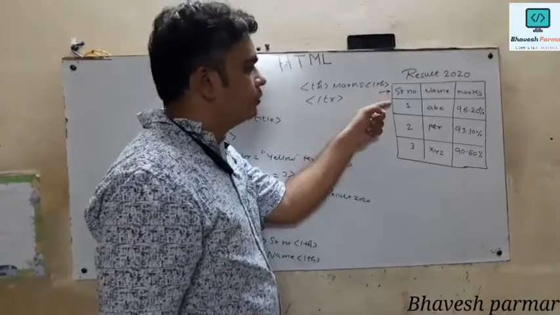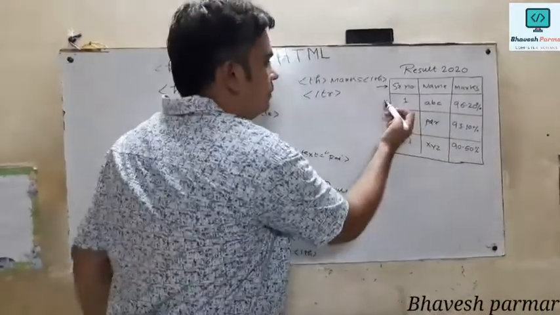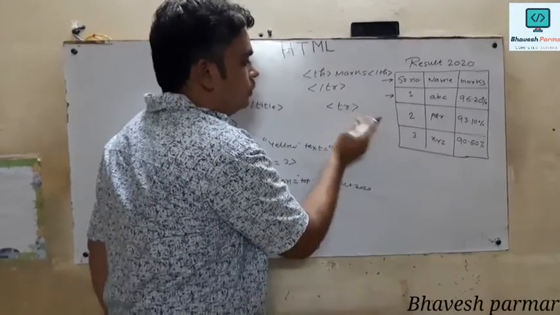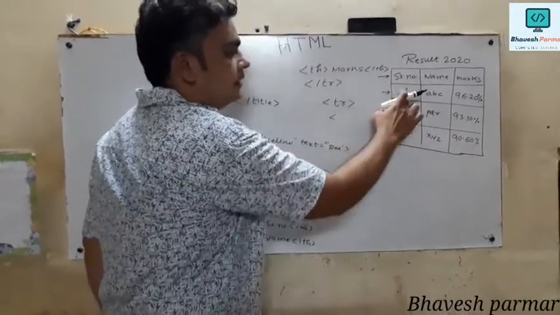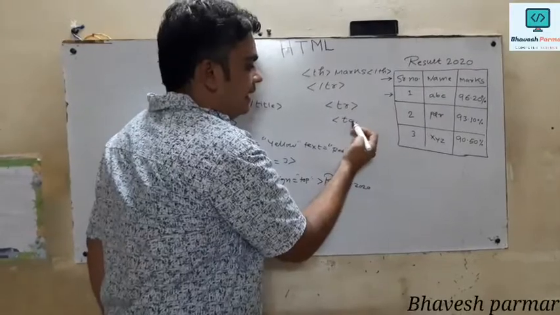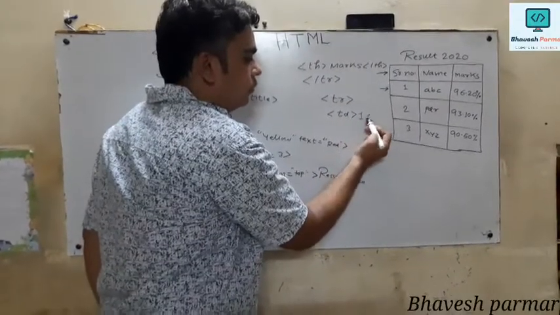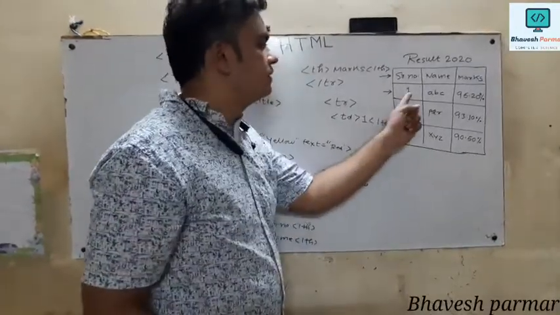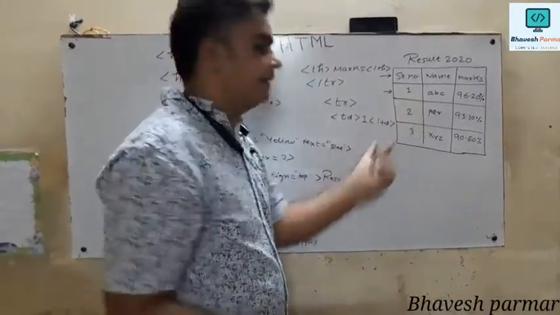Whenever I start the second row's information, how can I write? Again I have to start with a new row, TR, then the next one. This is 1, my actual data. So I write TD 1 slash TD. It represents 1 in this column's data.